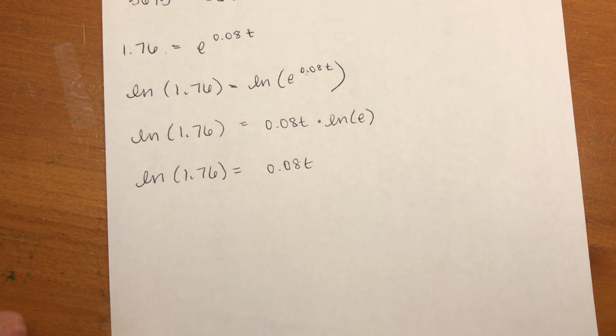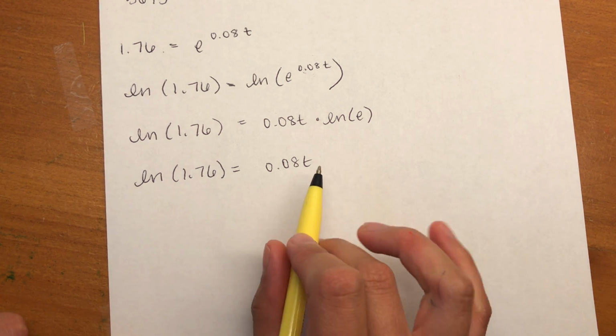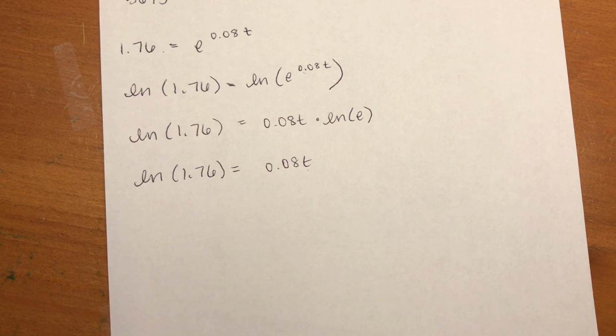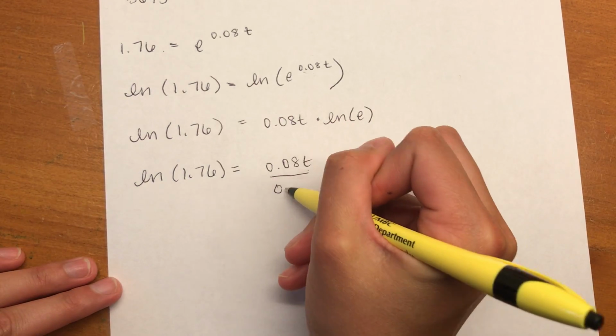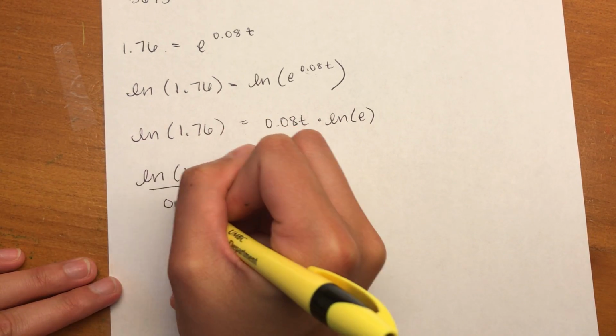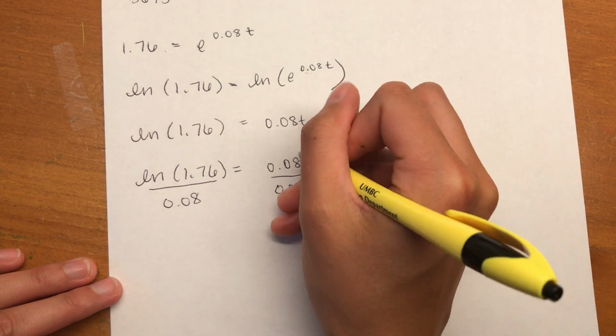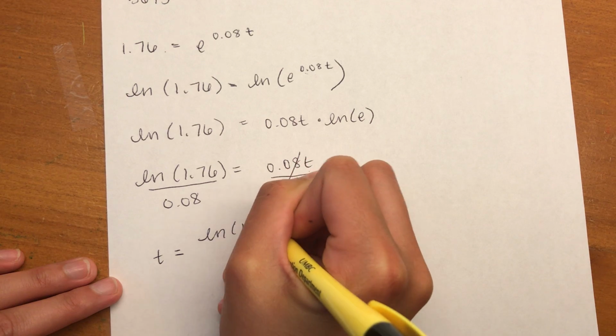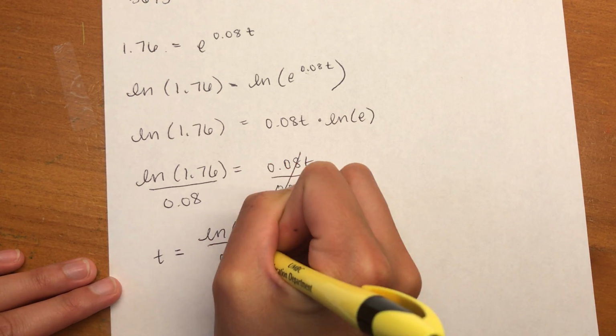Now we're on step 4. Isolate the variable. My variable is t. I need to get t by itself. How do I do that? Divide both sides by 0.08. So I've got t equals the natural log of 1.76 divided by 0.08.